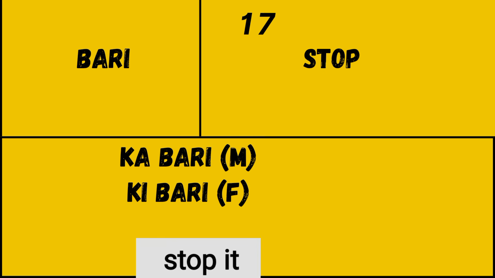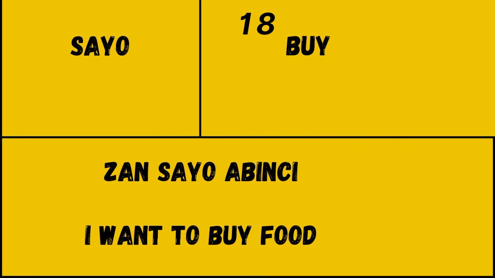Bari, stop. If you want to say stop it to a man, you are going to say kabari. If you want to say stop it to a woman, you are going to say kibari. Stop it. Sayo, buy. Zan sayo abinci. I want to buy food.